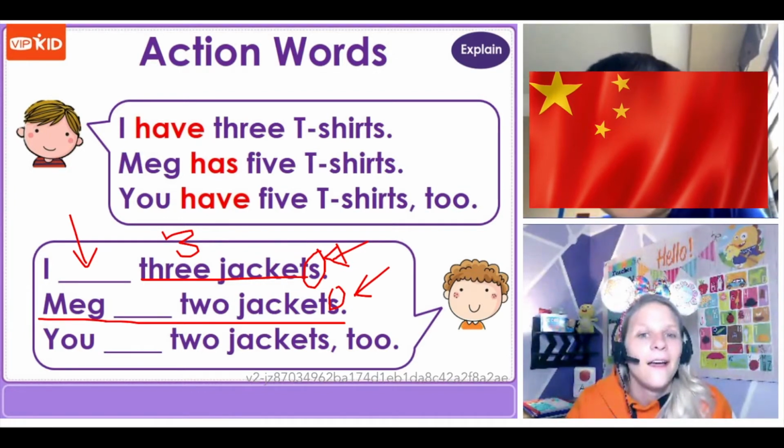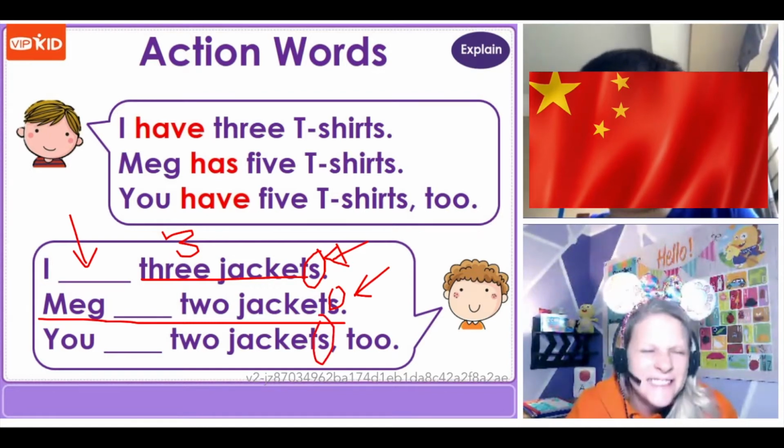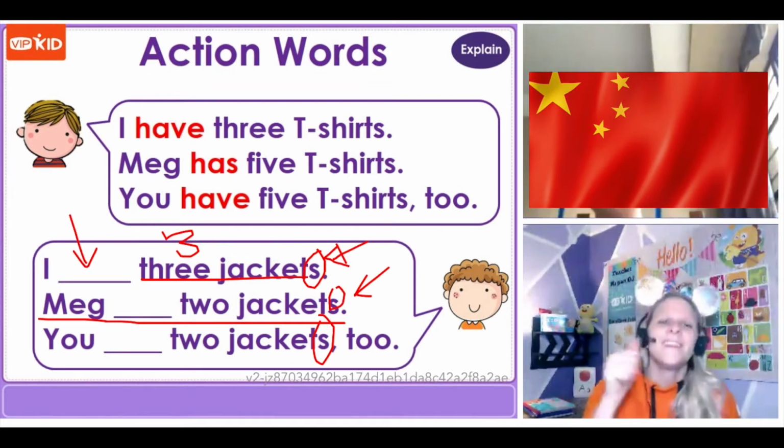You have 2 jackets. Two. Good. Jackets. Good job. I want to make a transition into our intermediate level students.